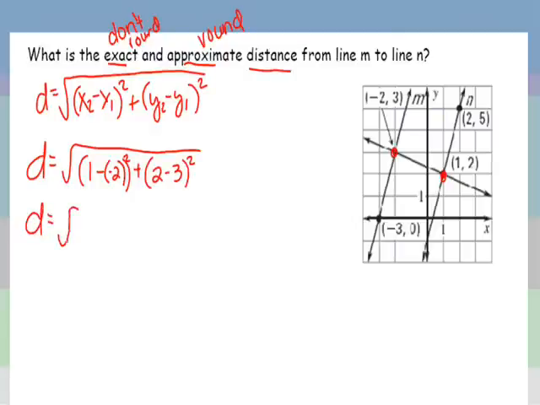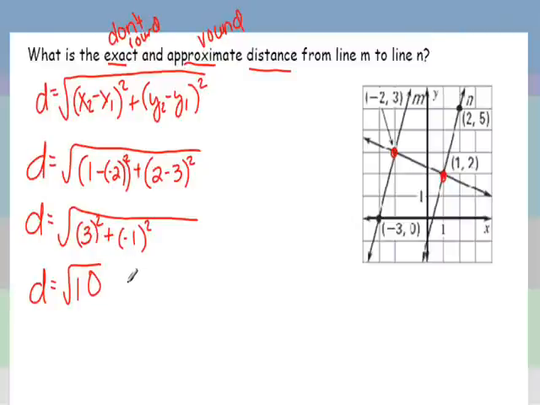All right, so that gets me the square root of 1 minus negative 2 is 3. So I get 3 squared plus negative 1 squared, which means that I get 9 plus 1. So I get the square root of 10. All right, can I take the square root of 10 without rounding? No, I cannot. So this is my exact answer. Then I go ahead and I plug it into my calculator, and I'm going to get my approximate answer. That gives me approximately 3.2 units. We good? Excellent.